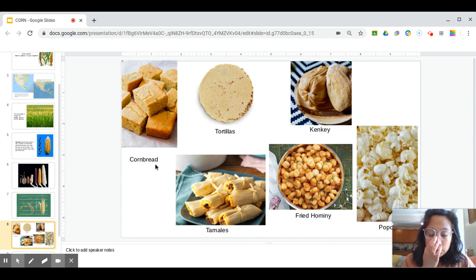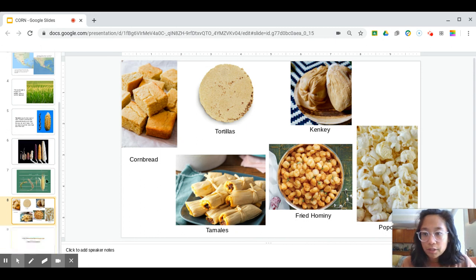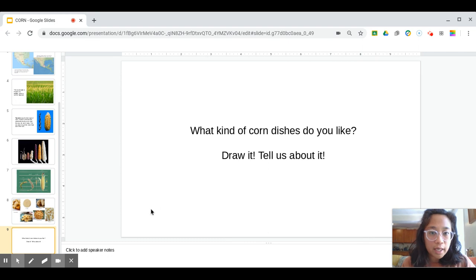So what I want you to do now is, what kind of corn dishes do you like? I would love if you drew the dish. You can draw the dish yourself eating the dish. You can draw the dish just on your dinner table. However you want, you can just draw the corn dish that you like and tell us about it. Use 1 to 4 sentences about why you like this dish. What does it taste like? When do you eat it? What time of the day do you eat it? Is it a dish that you only eat on special occasions? Anything you think might be important to tell us about why you like this specific corn dish.